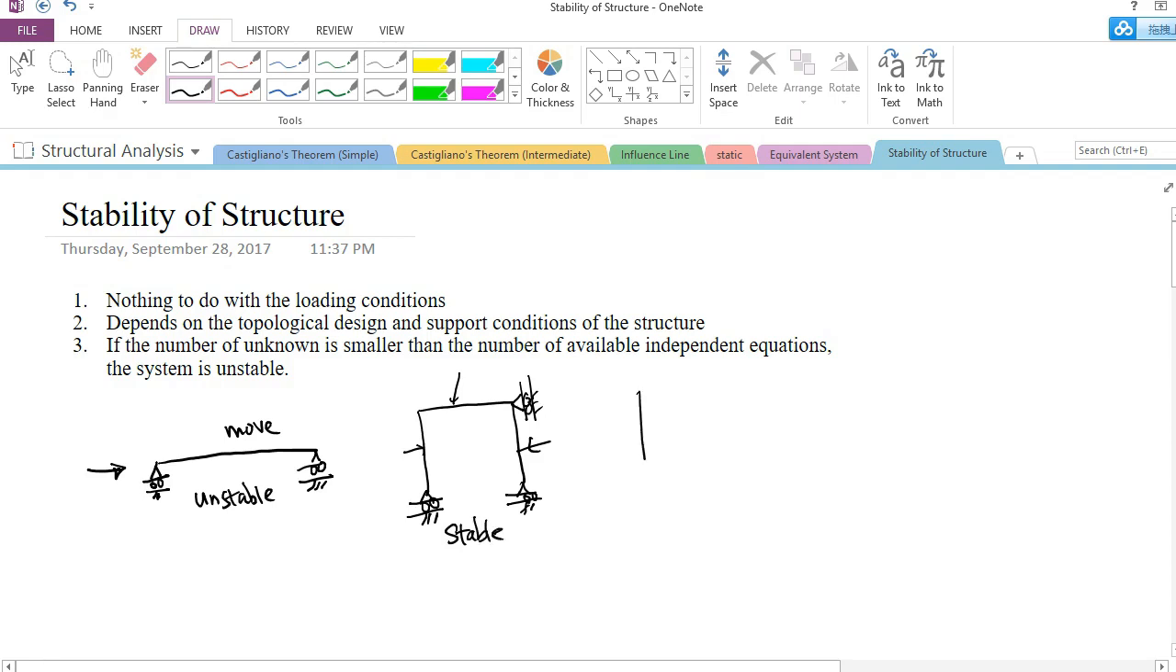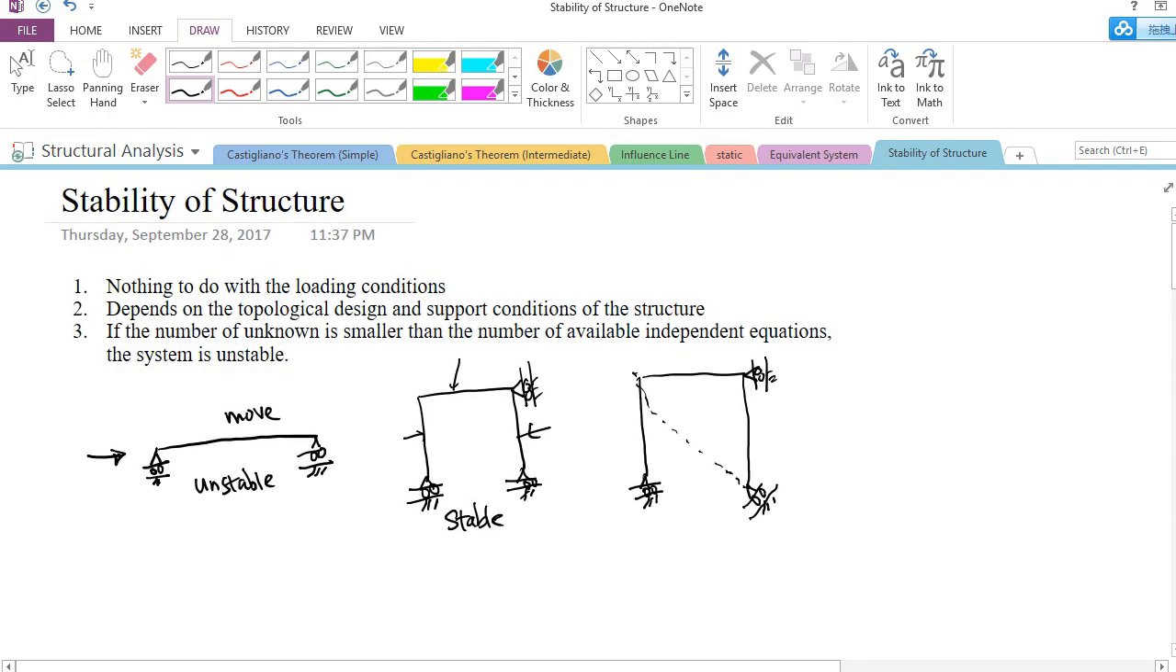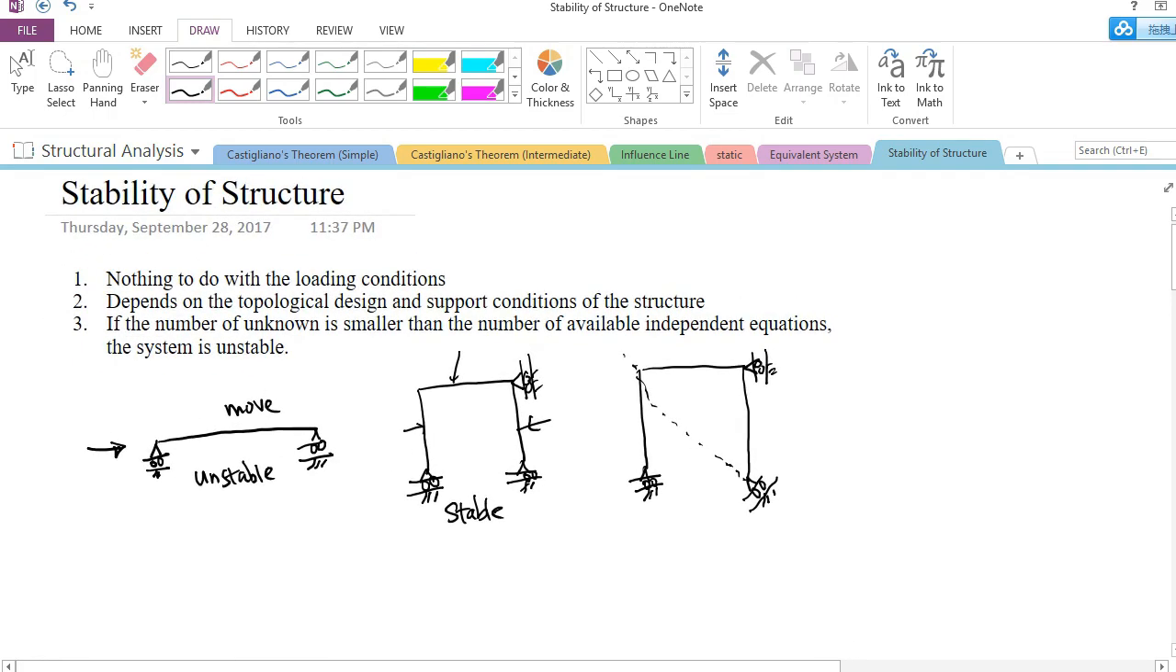However, if I slightly rotate one of the roller supports, let's say here, such that all of them pass through the direction of all the supports, passing through a point, let's say O, this system becomes unstable.